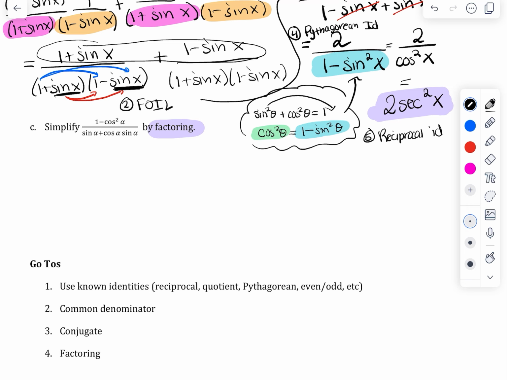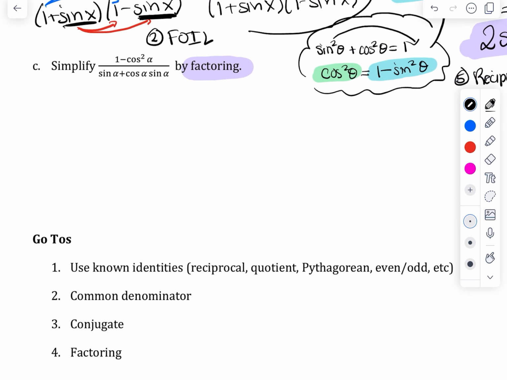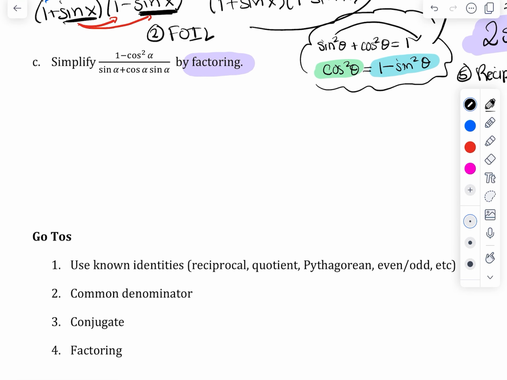So our angle here this time is alpha. Again, it doesn't really matter. You could use a smiley face if you wanted. We can call it A if that helps, instead of alpha. So I'll just call it A, just in case you're not really used to the Greek letters yet. So in the top, we have 1 minus cosine squared A. And in the bottom, we have sine A plus cosine A sine A.